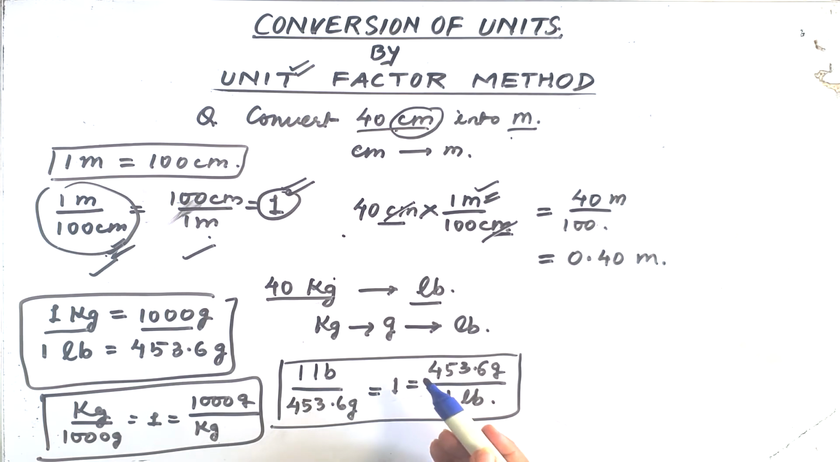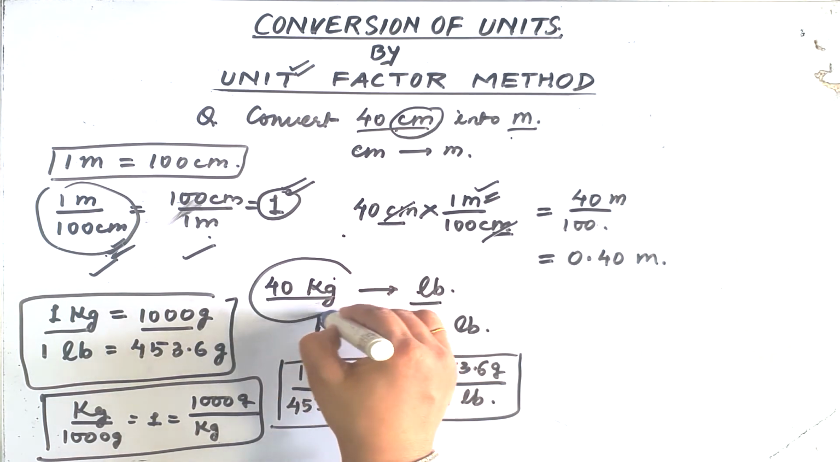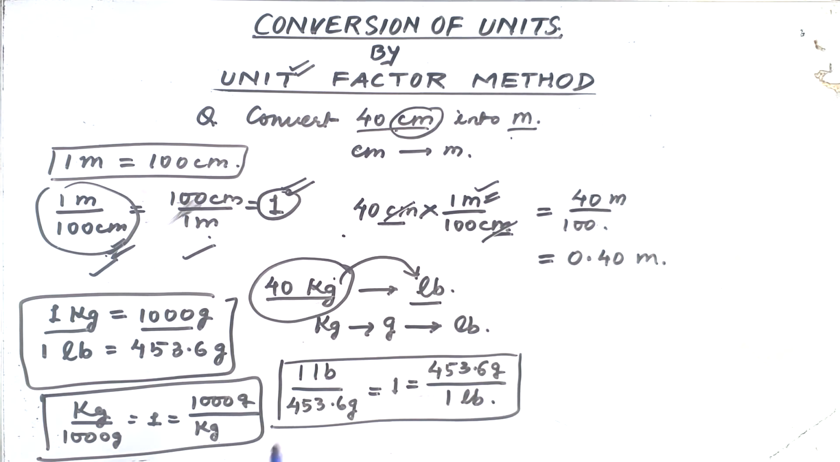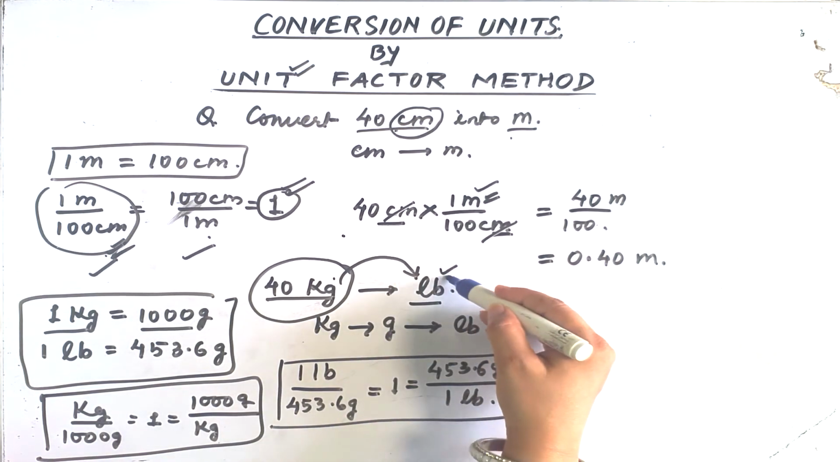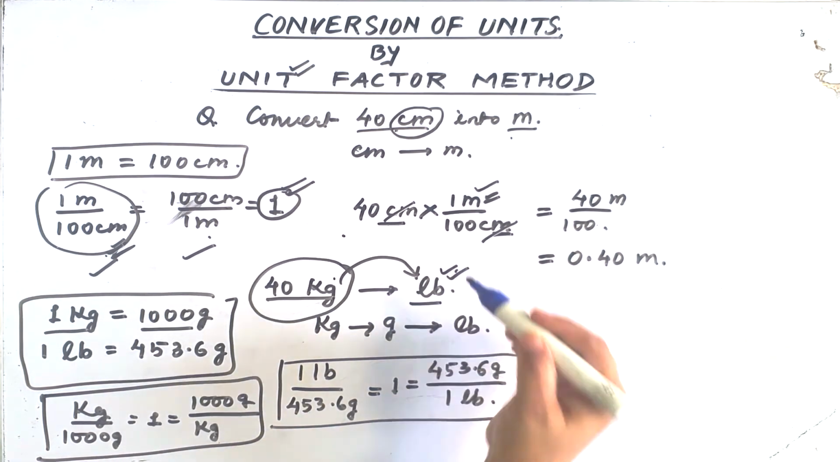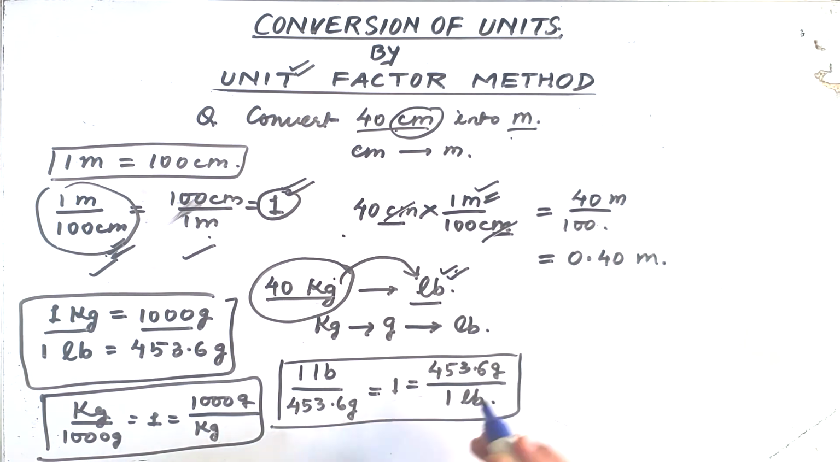Now I am going to multiply this 40 kg, which I wanted to convert into pounds, with these conversion factors to get my desirable unit only, in such a way that I will cancel out all the units which I don't need and I will be left with the unit which I need. So let us see how I am doing it.